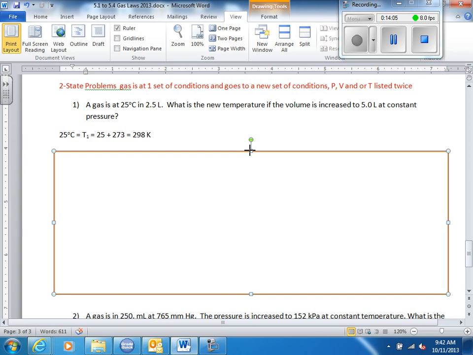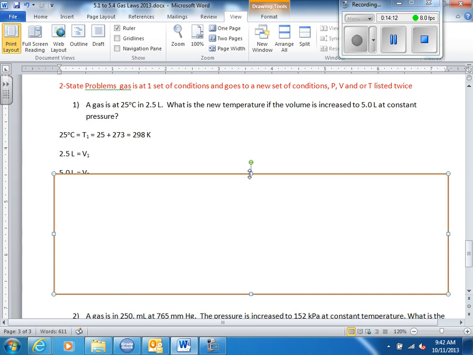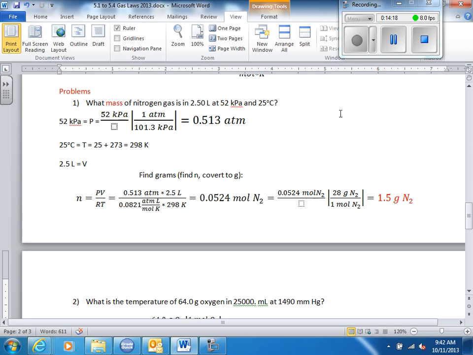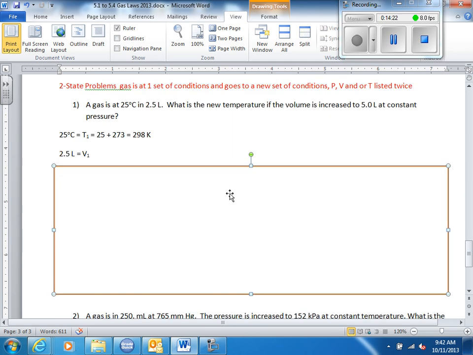One state or two state problems. One state is these problems, the original ones we did, like what temperature. We'll be learning stoichiometry next time with gases. So these are one state problems, the original ones we did. Okay, back to this problem.